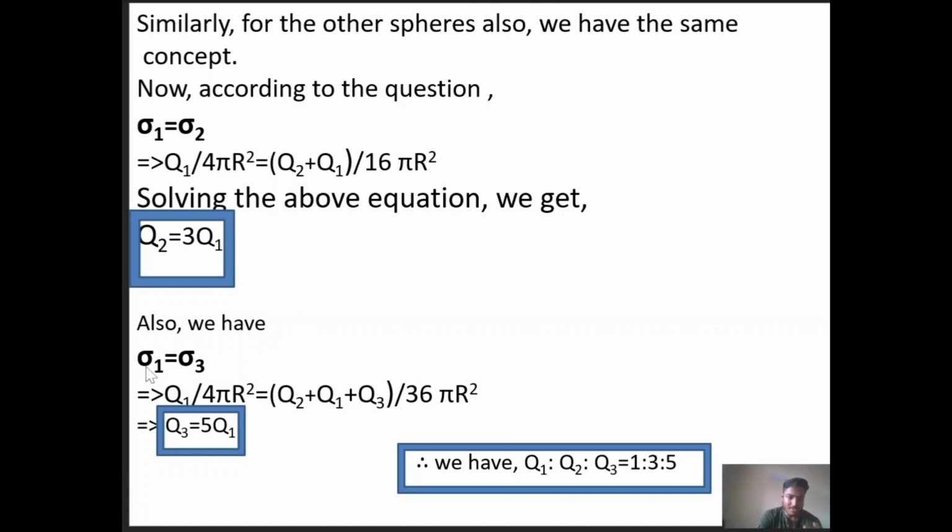Similarly, we have sigma 1 equal to sigma 3. That means Q1 upon 4 pi r square is equal to the total charge on the outermost sphere divided by the surface area of the outermost sphere. Solving this equation, we get Q3 equal to 5 Q1. Now, Q1 : Q2 : Q3 comes out to be 1 : 3 : 5. So this is the answer to the question.